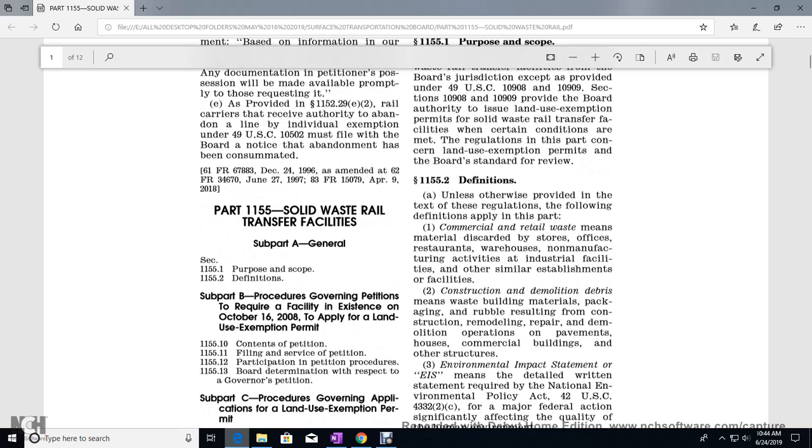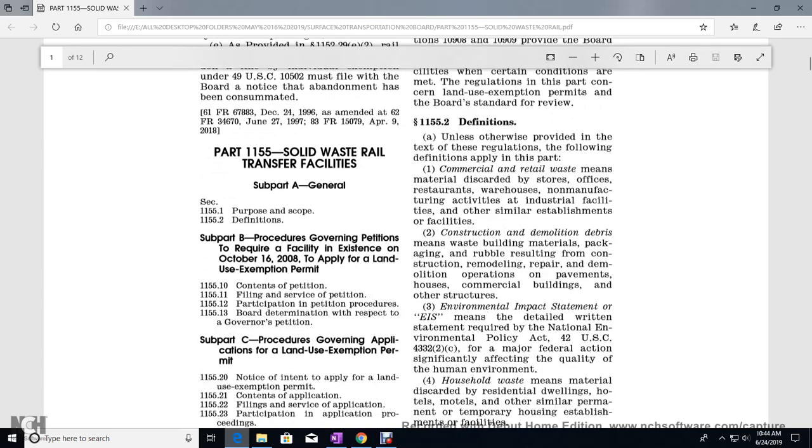Definitions: unless otherwise provided within the text of the regulation, the following definitions apply in this part. Commercial and retail waste means material discarded by stores, offices, restaurants, warehouses, non-manufacturing activities, industrial facilities, and other similar establishments or facilities. Construction and demolition debris means waste building materials and packaging resulting from the construction, remodeling, repair, or demolition operations on pavements, homes, houses, commercial buildings, and other structures.